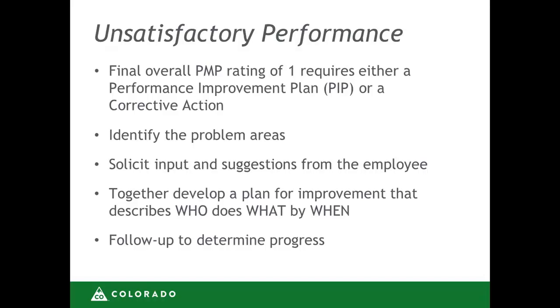But here are some general suggestions for how to manage performance that is not satisfactory. Identify what specifically needs to improve and come up with a plan for what actions need to take place to try and remedy the behavior. Incorporate the employee into this action plan by asking them for suggestions on how they can improve. Ask them what support they need to accomplish the plan.